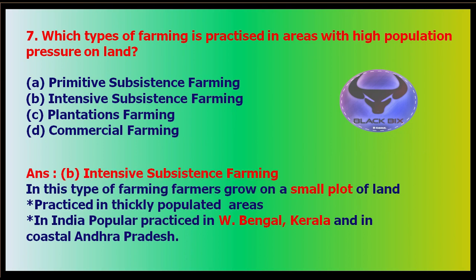In this type of farming, farmers grow crops on a small piece of land, a smaller land holding, and they use different kinds of chemicals, pesticides and weedicides to get more from a small piece of land. This is why it is intensive, and it is practiced in thickly populated areas where much land is not available for agriculture. In India it is popular in West Bengal, Kerala, and coastal Andhra Pradesh. So the point is clear that in densely populated areas intensive subsistence farming is practiced.